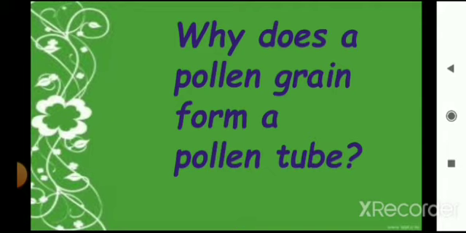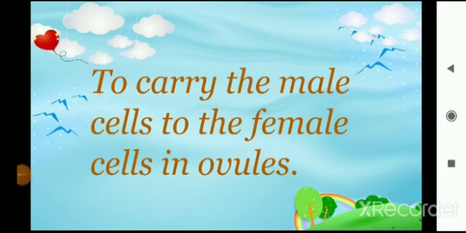Your question is, why does a pollen grain form a pollen tube? Do you know why? Pollen grains form a pollen tube to carry the male cells present in the pollen grains to the female cells in the ovules, right?